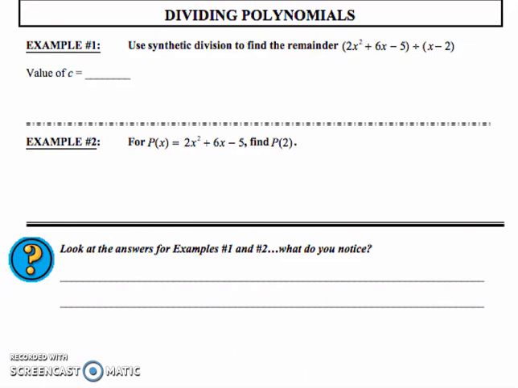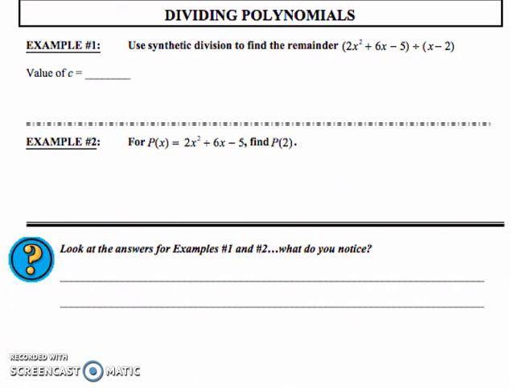Hello, math friends. Today we are still talking about dividing polynomials, but right now what we're going to do is take what we learned in our previous section about division of polynomials and synthetic division, and we're going to use that to introduce some interesting theorems that will help us to find solutions to polynomials.